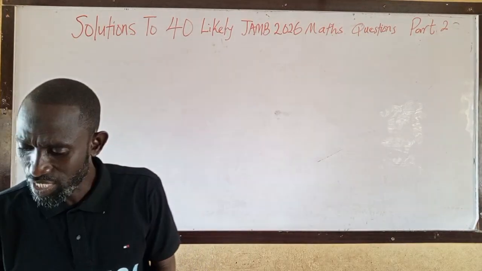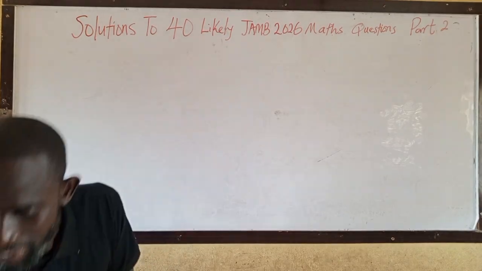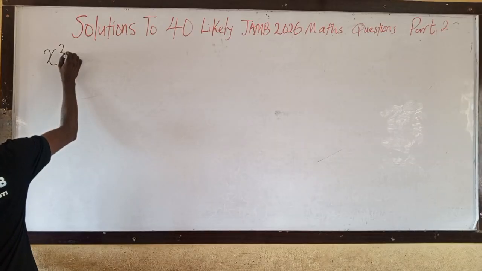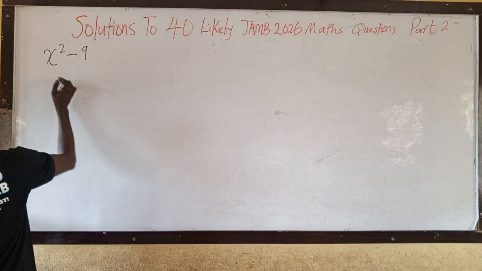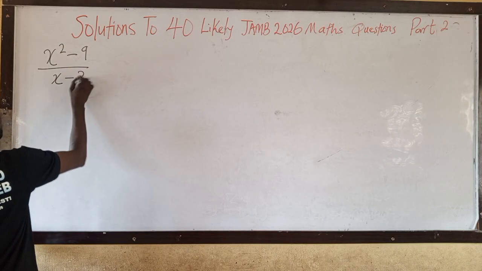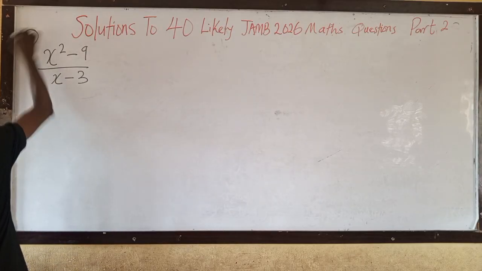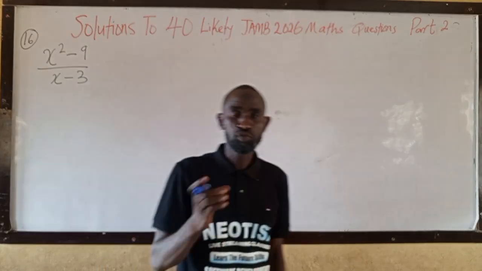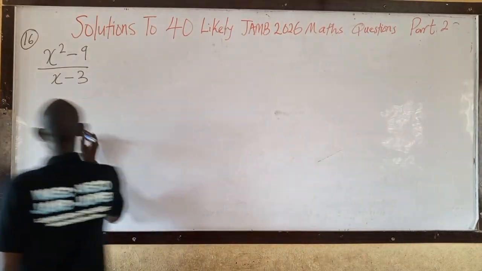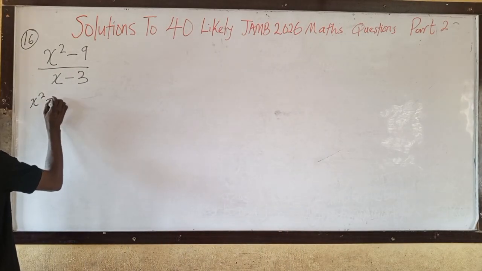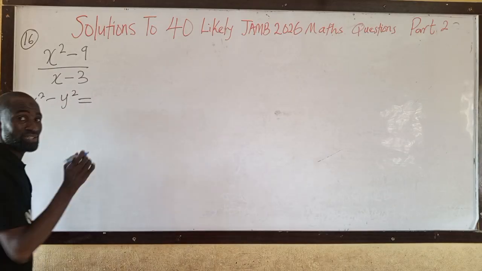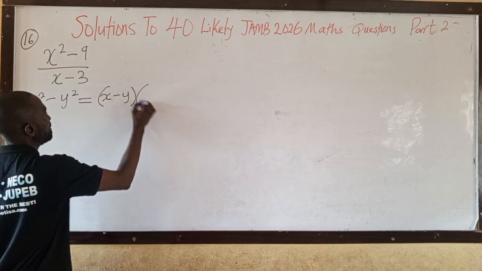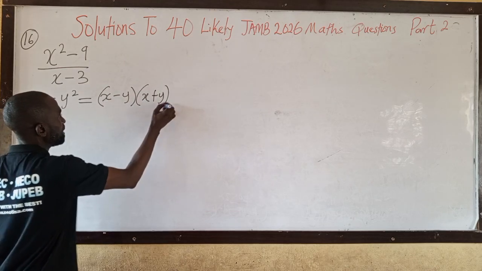Today, number 16 says to simplify x squared minus 9 all over x minus 3. So how to solve this? We use what we call the difference of two squares concept. The rule says if I have x squared minus y squared, my answer must be equal to x minus y in one bracket, then x plus y in the other bracket.